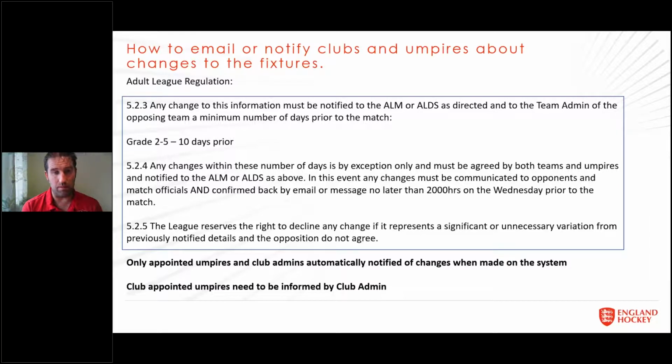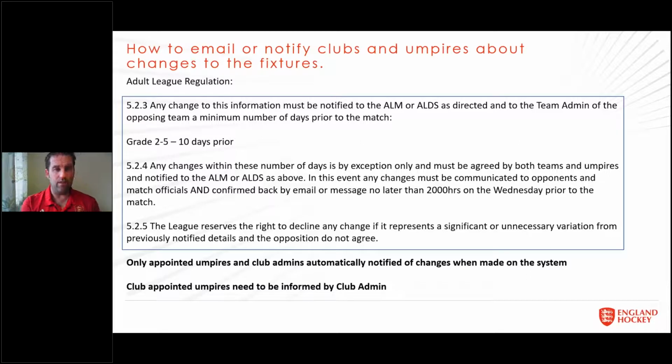Only the appointed umpires and club admins are automatically notified of changes. So that's the bit that goes through the old OMS part. Your neutrally appointed umpires that are going through that functionality get those automatic updates. Club appointed umpires and clubs will not be automatically informed of changes that are made to the system. Hence, you as competition administrators will need to do that as a physical process. Make sure you contact both clubs to inform both teams that that change has been validated by you as competition secretaries and that you're comfortable and you have made that change on the system.